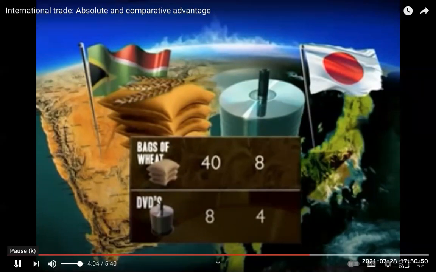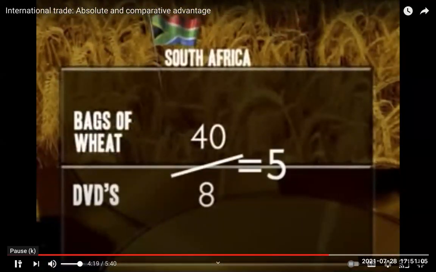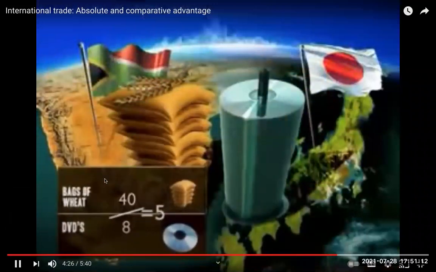The best way to help South Africa decide how to allocate resources is to calculate how much it costs to make one DVD. Comparatively, how much wheat does South Africa have to give up to make one DVD? It's not too tricky. Divide 40 by 8, which gives us 5. So for each DVD we produce, we could have grown 5 bags of wheat. In other words, anybody know what they call that in economics? Anybody know the term when you give up something for a greater benefit?